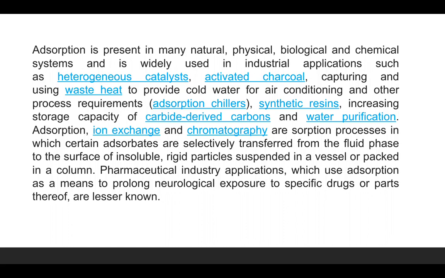Capturing and using waste heat to provide cold water for air conditioning and other process requirements. So waste heat is heat that is produced by a machine or other process that uses energy, as a byproduct of doing work. All such processes give off some waste heat as a fundamental result of the laws of thermodynamics. Waste heat has lower utility than the original energy source.